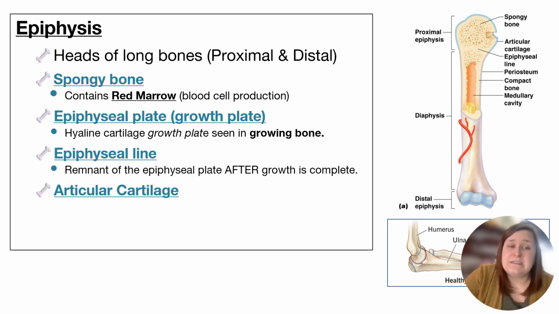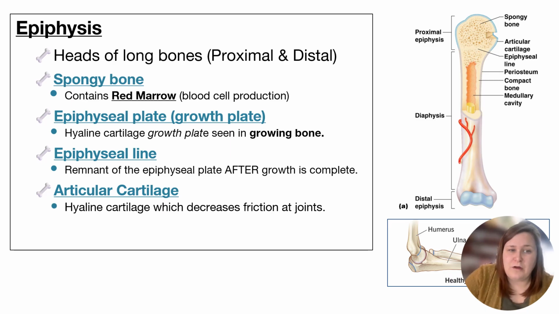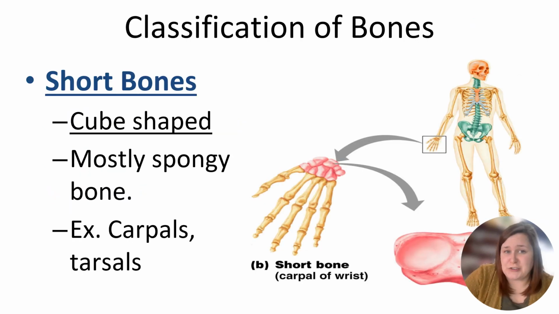When the bone is done growing, we see an epiphyseal line. An epiphyseal line is essentially like the scar tissue of where that cartilage used to be. And then we will also see articular cartilage. So articular cartilage is going to be hyaline cartilage, which is going to decrease friction at the joints.